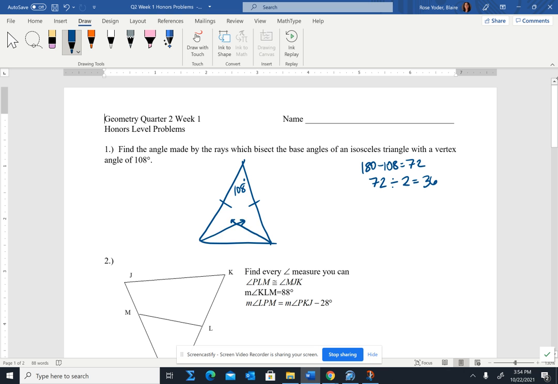So I'm probably just going to draw them as line segments, actually. I'm just going to bisect that angle, bisect that one. I can put all the same markings because we know that the base angles of an isosceles triangle are congruent. So when they're bisected, the halves are congruent as well. So half of 36 is 18.